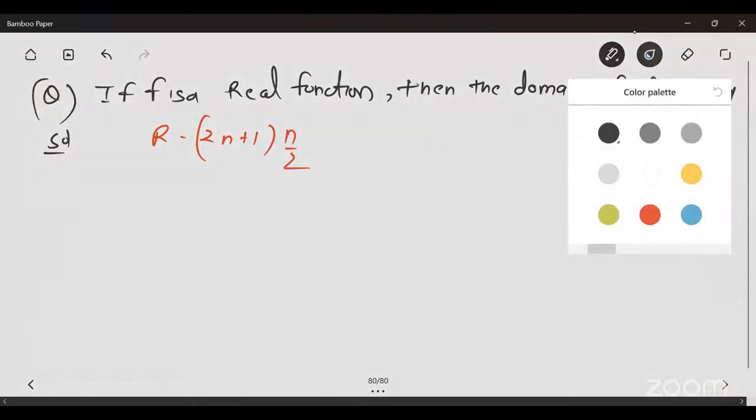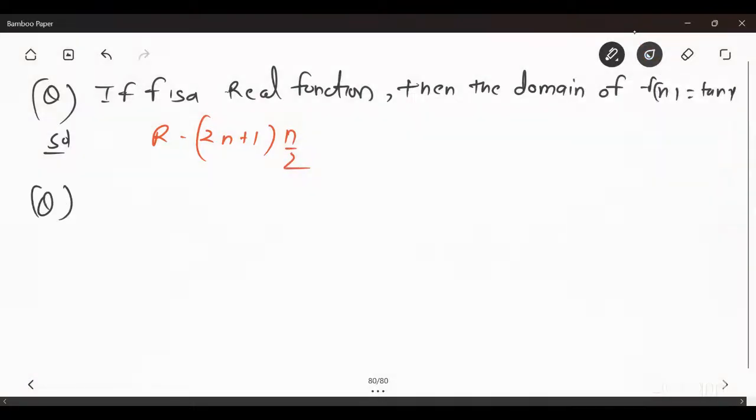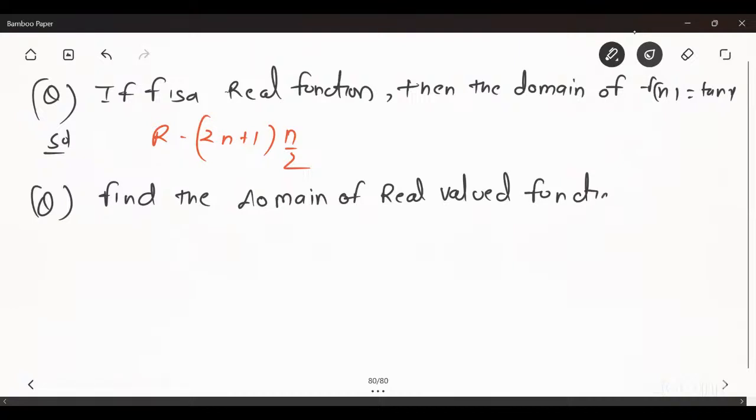Now come to the next question. Next question is, find the domain of the real valued function f(x) equal to 1 upon 2x minus 1.